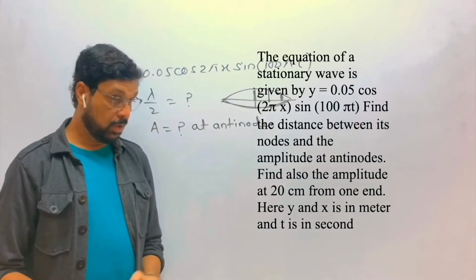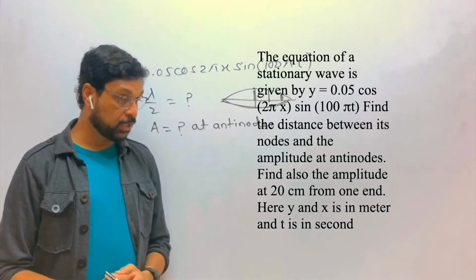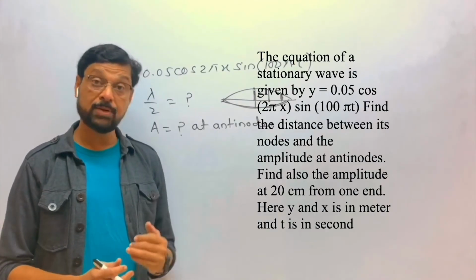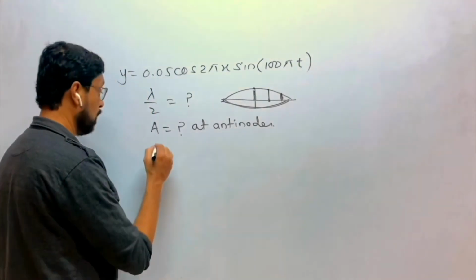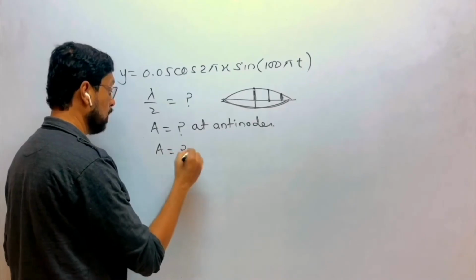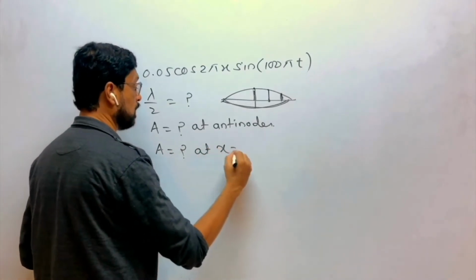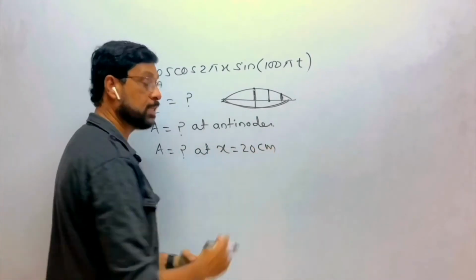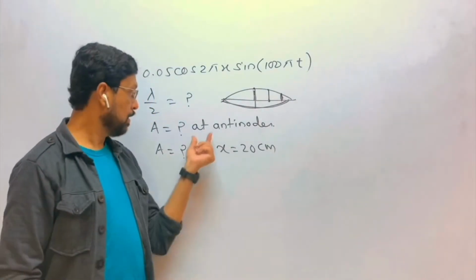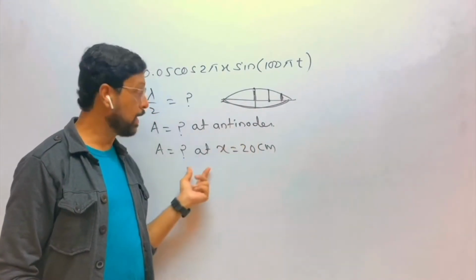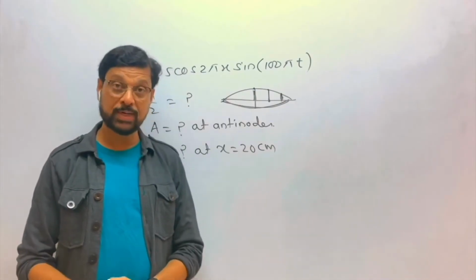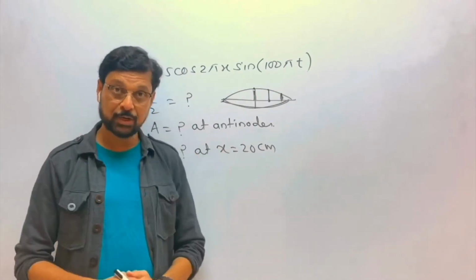Also find the amplitude at 20 centimeter from one end. Amplitude at x is equal to 20 centimeter. Amplitude at antinodes and amplitude at x equal to 20 centimeter. This is the complete question.